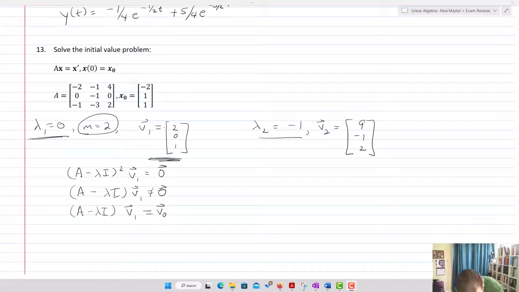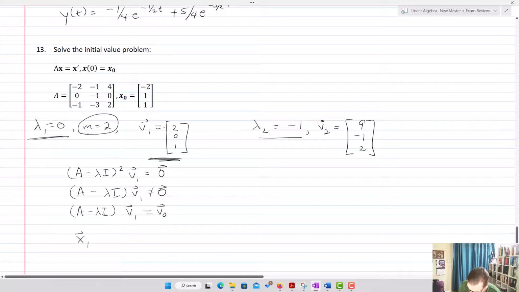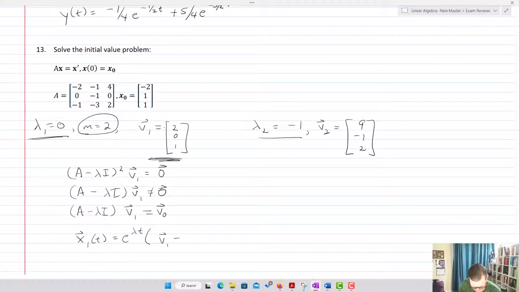Once we have those, my solution is going to end up being x1 of t equals e to the lambda t times (v1 plus t v naught).